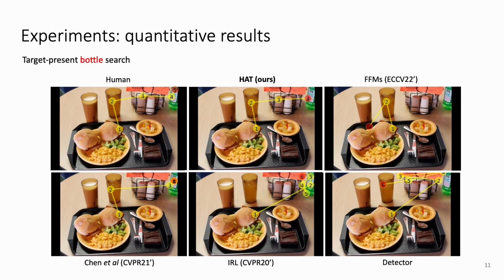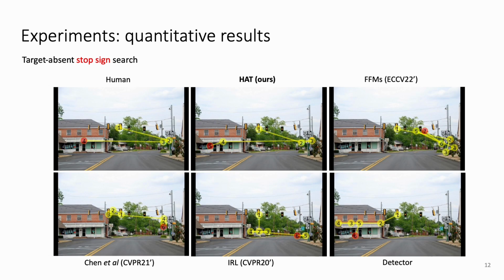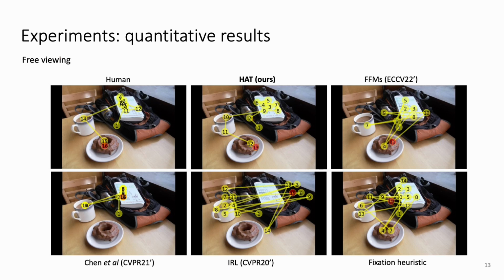Here we show the ground truth Scanpath and the predicted Scanpath from different models. In this example, the subject and the models are asked to look for a bottle in the image. You can see that our model not only correctly located the heavily occluded target at the top right corner, but also correctly predicted fixations on the distractors like humans do. In this target absent example where the subject and the models look for a stop sign, our model is the only one that correctly predicted the fixations on both sides of the road, showing a good understanding of the context and the task. In this previewing example, our model also predicted the most similar Scanpath to humans.